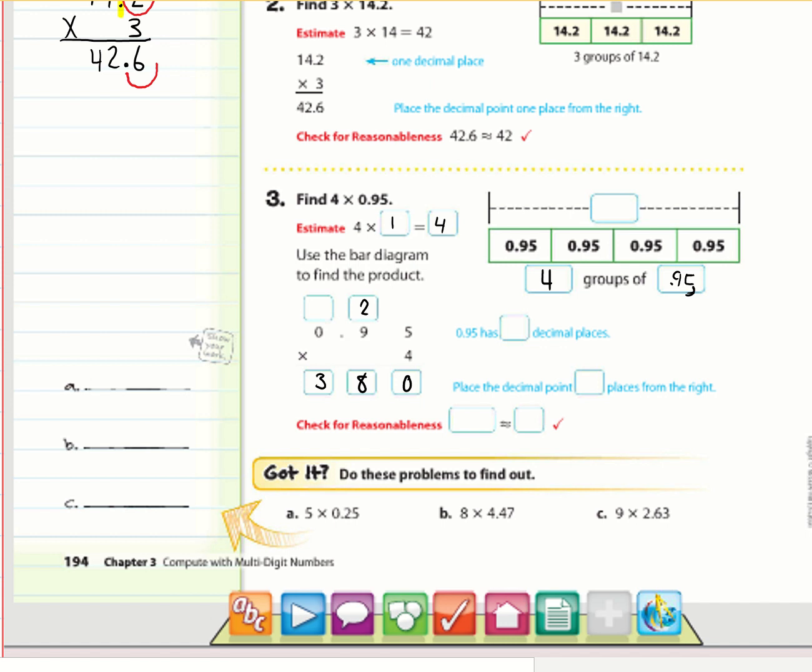So we have 38. And I'm going to look, it says 95 hundredths has 2 decimal places. So I'm going to place the decimal point 2 places from the right. So here's my decimal. I have 2 numbers to the right of it. So I'm going to go 2 places from the right and get my answer of 3 and 8/10. So is 3 and 8/10 close to 4? Yes, it is. So that's a good indication that my answer is correct.